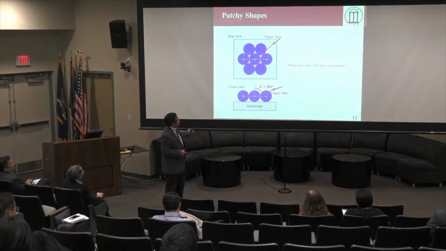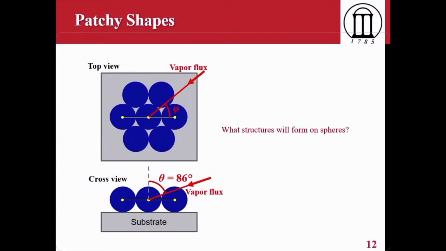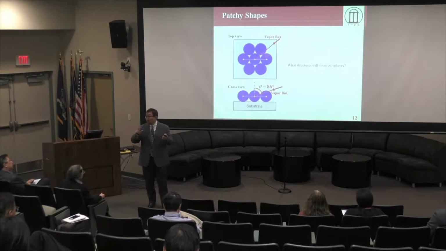Now, if we do a vapor deposition at a very large angle with respect to the surface normal, right? So this is a top view. This is a cross section. From the cross section, you define this polar angle. From this top view, you define an azimuthal angle with respect to the center-to-center direction, the baseline over here.